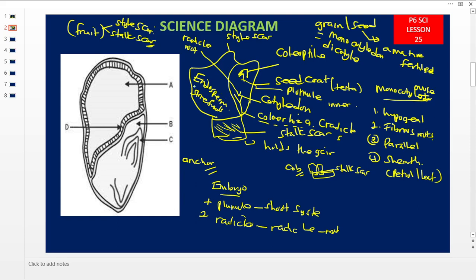Now the food for this embryo is stored in the endosperm. So which part is going to get it from the endosperm? It is this part here, which we call the cotyledon. Therefore, the cotyledon of a maize grain is special from the cotyledons of beans, of the dicots. Why? Because it has one function: to absorb food from the endosperm and supply it to the embryo. By embryo we mean the radicle and the plumule. The radicle is protected by the coleorhiza and the plumule protected by the coleoptile.